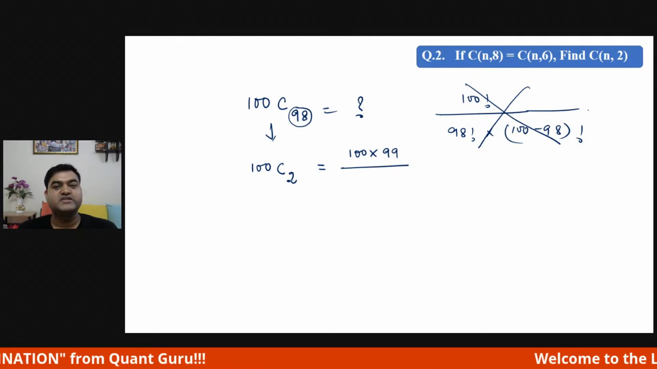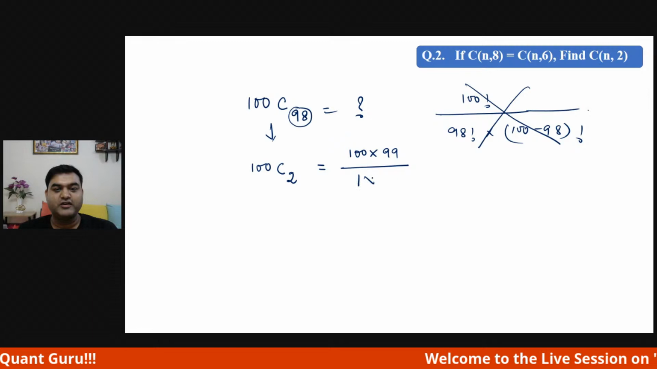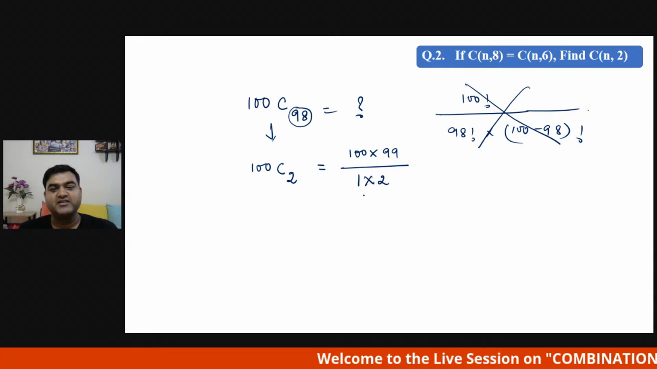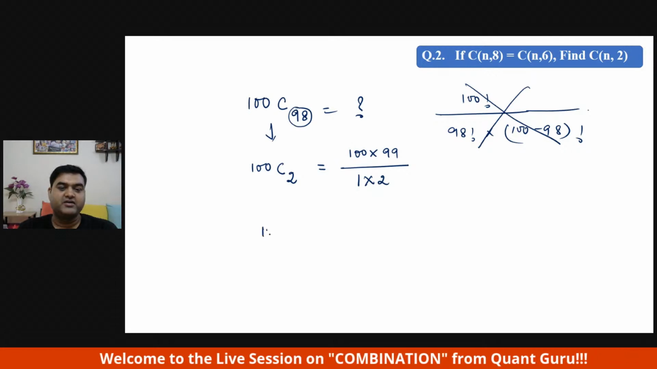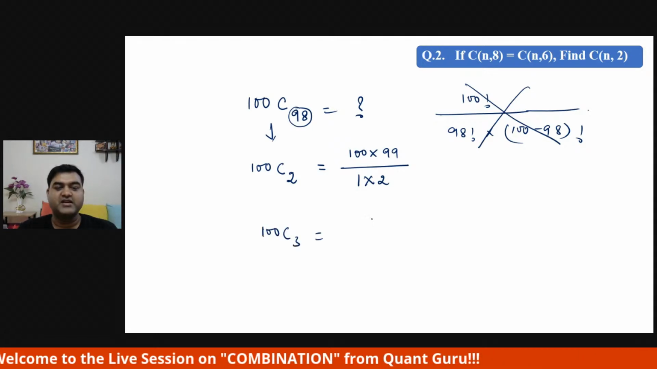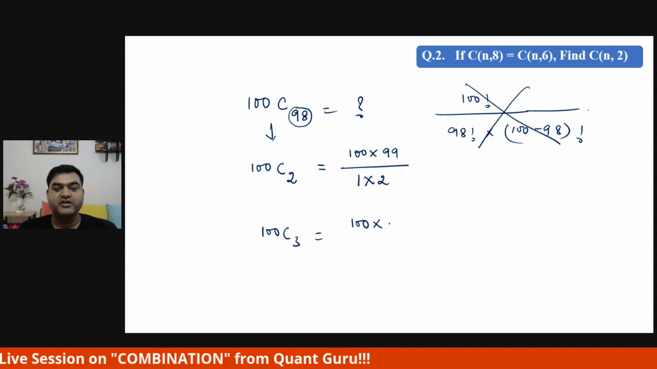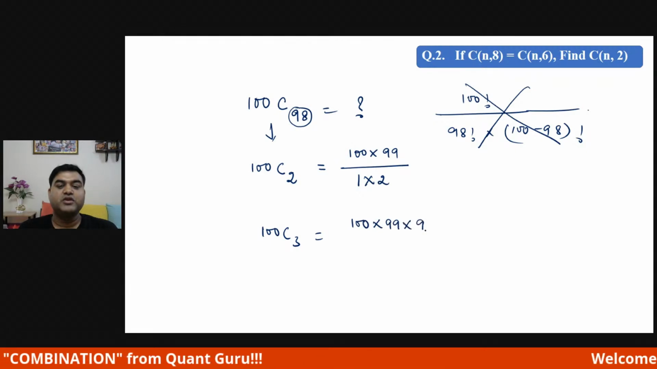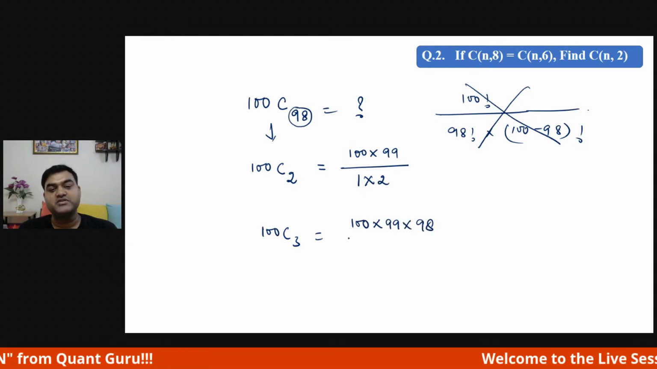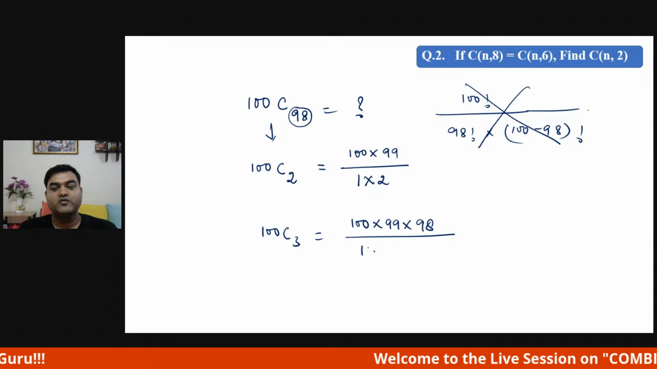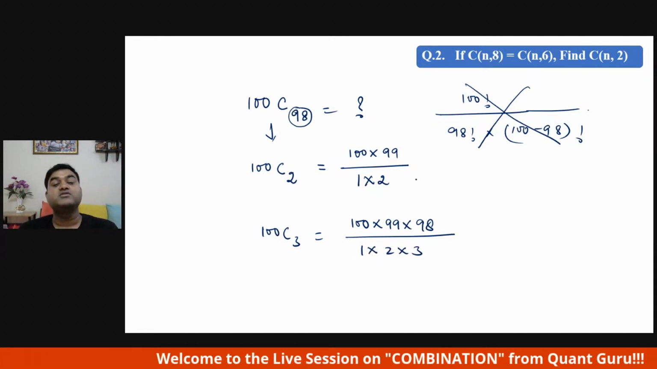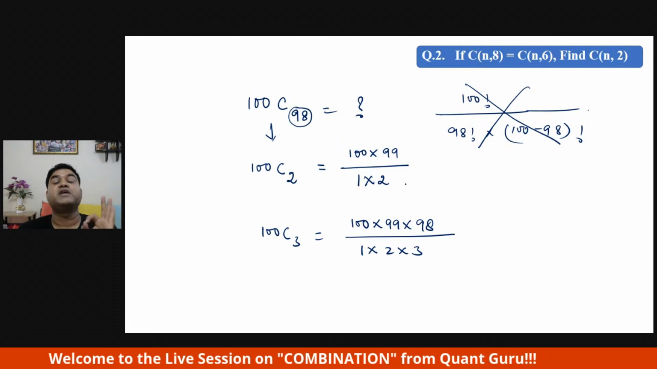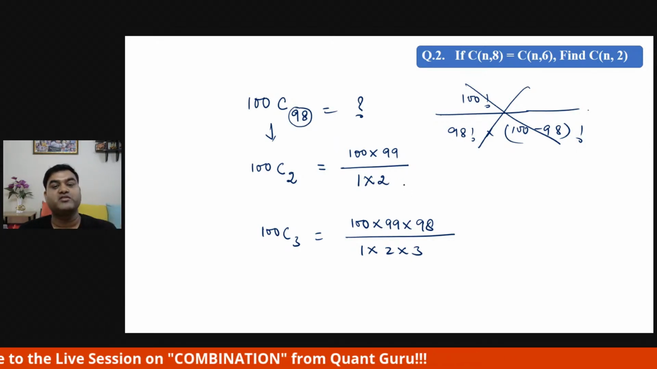Now C2 was there, so what will I write in the denominator? 1 into 2. Here the top is the decremental way, this is the incremental way. If it was 100C3, what will we write? 100 into 99 into 98, 3 numbers on the top, and down also 1 into 2 into 3. That's all. That will give us the answer 100% every time. Yes, over. That is the answer.